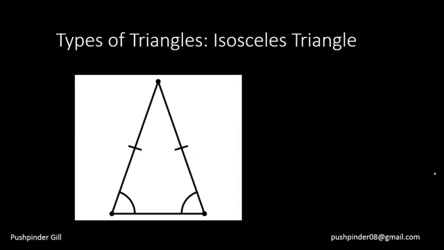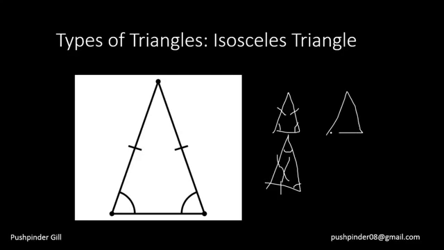In an isosceles triangle, two angles are equal and two sides are equal. Let's suppose this is an isosceles triangle and these two sides are equal, then these two angles will be equal. That would be the angles opposite to the equal sides. If I take another example, let's say this and this side are equal, that means this angle and this angle would be equal. So two sides are equal and two angles are equal.